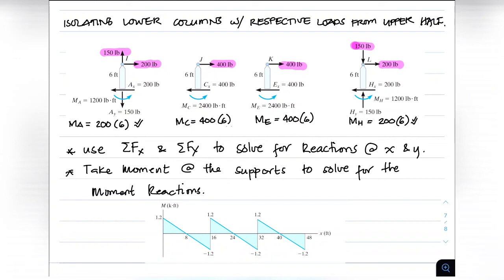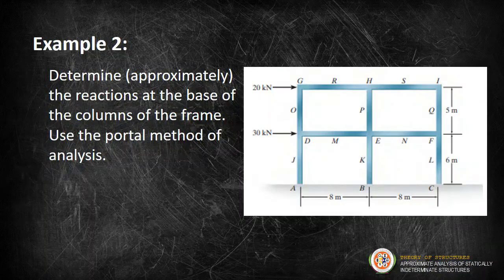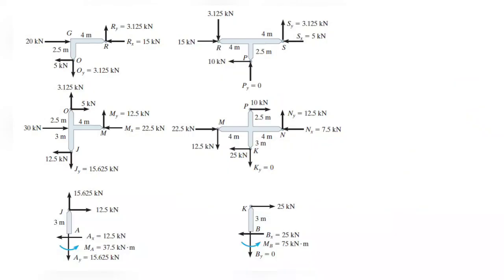Next example. Determine approximately the reactions at the base of the columns of the frame. We use the portal method of analysis. Here, first, hinges are placed at the centers of the girders and columns of the frame. Then a section through the hinges at O, P, Q, and J, K, L yields the free body diagram as shown. The column shears are then calculated.